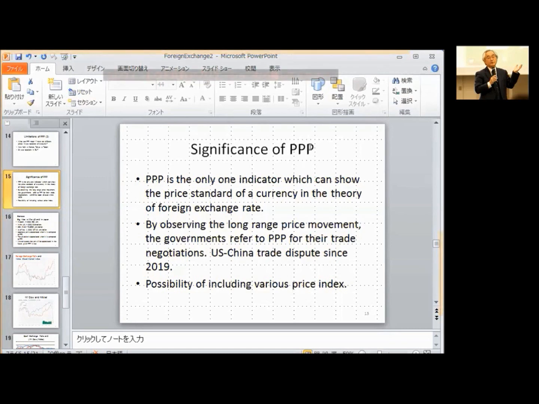And PPP is flexible in the sense that you can include many different types of prices. So it's up to your expertise or knowledge of comparing two economies. Okay.